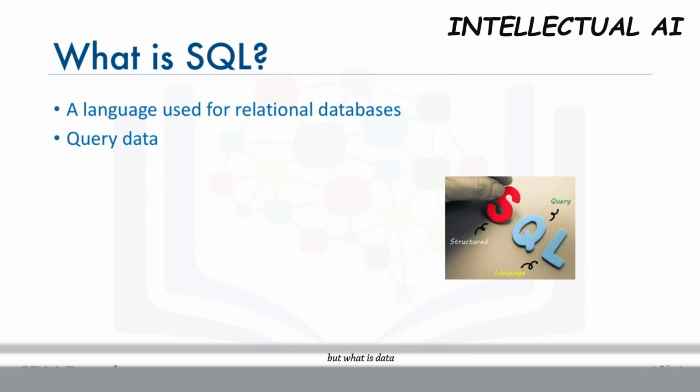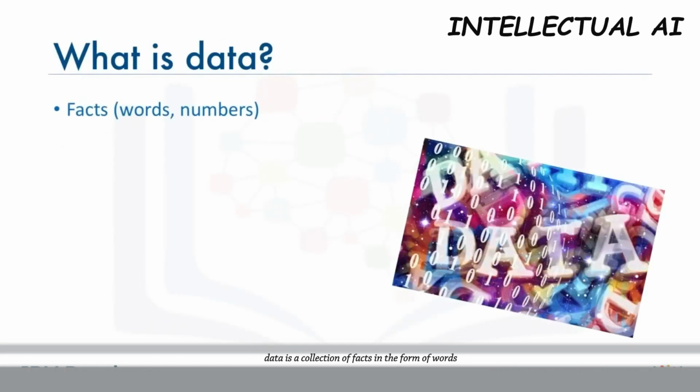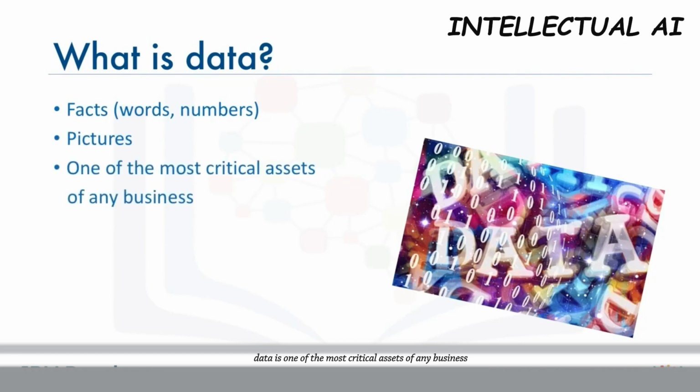But what is data? And what is a database? Data is a collection of facts in the form of words, numbers, or even pictures. Data is one of the most critical assets of any business. It is used and collected practically everywhere. Your bank stores data about you, your name, address, phone number, account numbers, etc. Your credit card company and your PayPal accounts also store data about you. Data is important, so it needs to be secure, and it needs to be stored and accessed quickly.